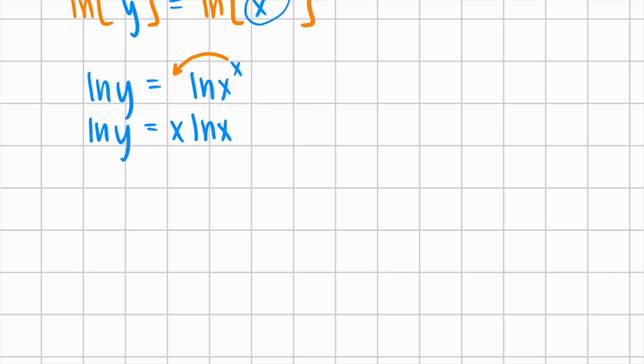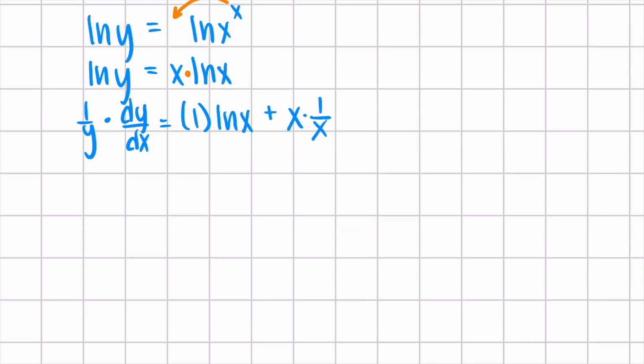So let's differentiate both sides with respect to x. I get 1 over y times dy dx equals, on the right side, I have a product rule. So I'm going to start by taking the derivative of the first function. Derivative of x is 1, leave natural log of x, and then I have x times derivative of natural log, which is 1 over x. If you need help with implicit differentiation, I will have that linked in the description of this video.